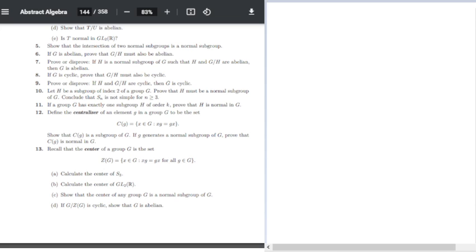All right, define the centralizer of an element G in group G to be the set C of G equal to X in G such that XG is equal to GX. Show that C of G is a subgroup of G. If G generates a normal subgroup of G, prove that C of G is normal in G. So, we define the centralizer to be C of G is equal to the set of all X such that XG is equal to GX.